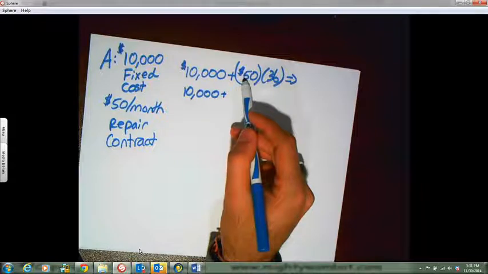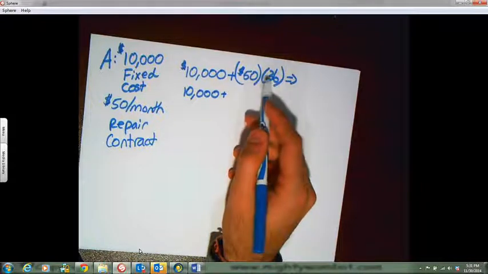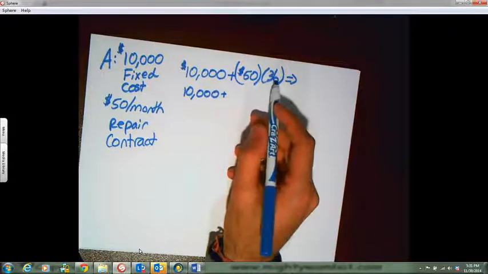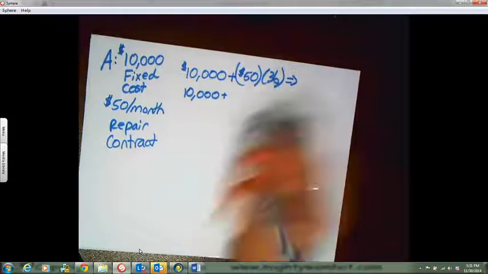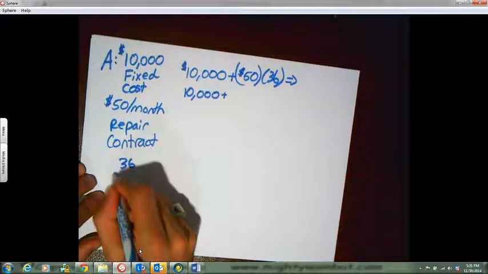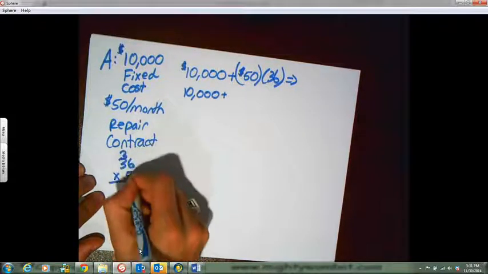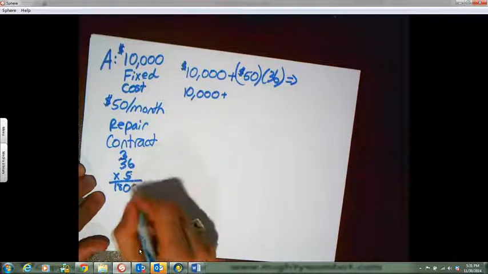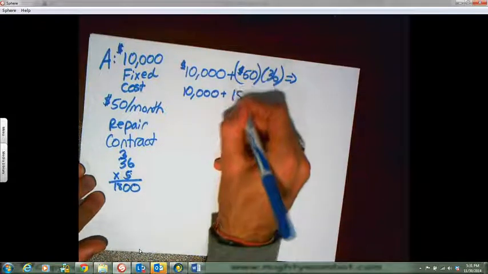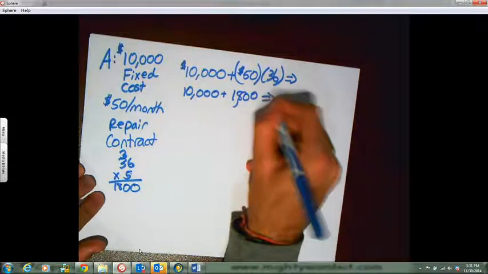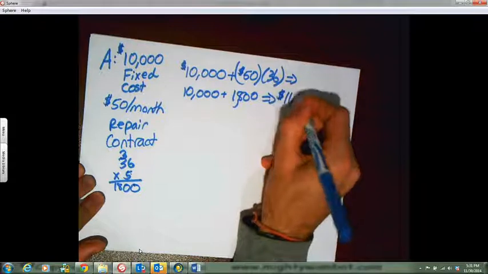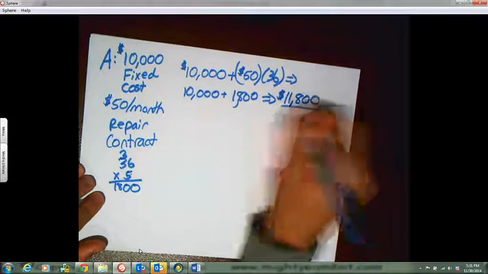36 times 5 is, well, 36 times 50. Honestly, I don't have a calculator with me, so I'll just go ahead and multiply it out by hand. 5 times 6 is 30. Carry the 3, 15, 18. 180, add the 0. So this is 1,800. So in total, I spend $11,800 on machine A.